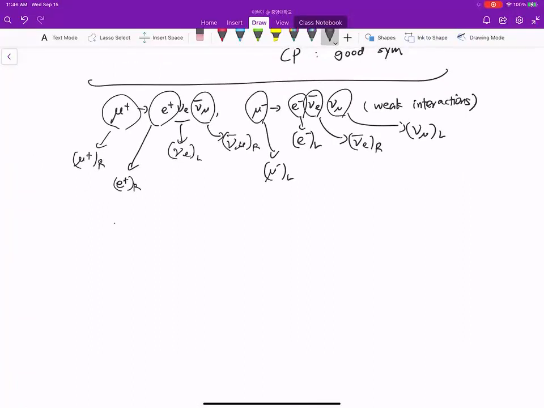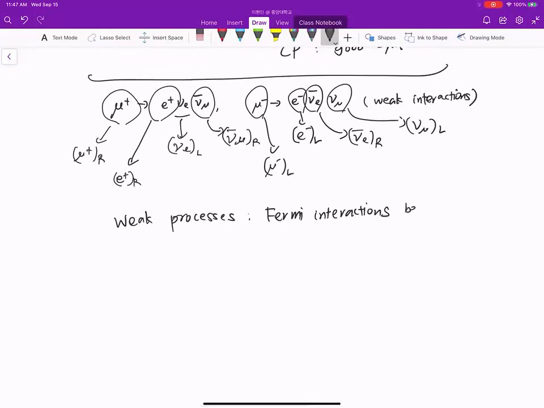So we can describe them with the Fermi interactions. So below electroweak symmetry breaking, the weak processes can be described by the Fermi interactions. So the interaction strength is determined by this Fermi constant.